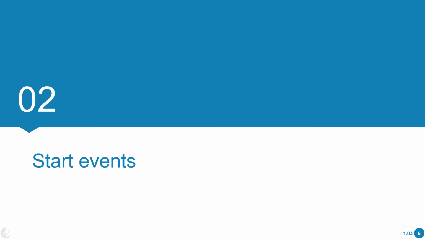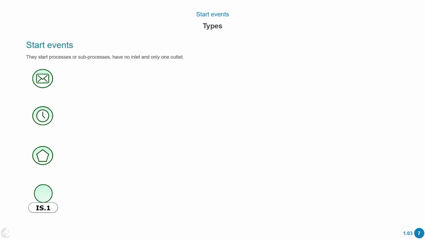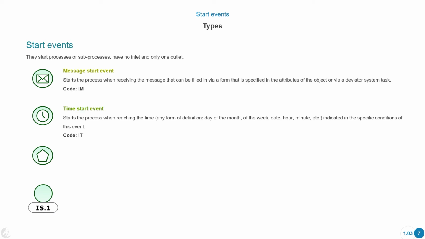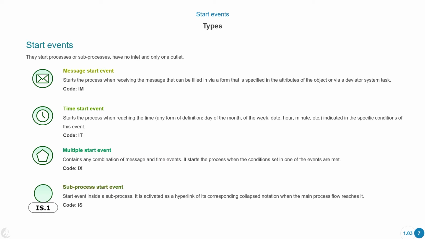Start events. Here we can see all the different types of start events that we can use. We have message start events, time start events, multiple start events, and sub-process start events. We can see each one of these has an internal code that helps us identify each object.